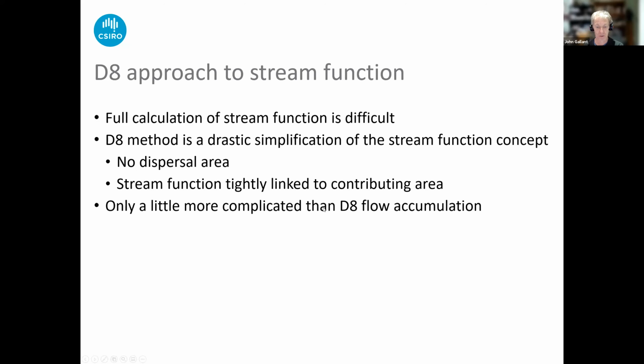As you may expect, the full calculation of stream function is actually quite difficult. But there is a very simple approach based on essentially the D8 method, which is a very drastic simplification. The main thing is that it completely ignores dispersal area, which means that the stream function becomes very tightly linked to contributing area. And the algorithm to compute this is only slightly more complicated than normal D8 flow accumulation.